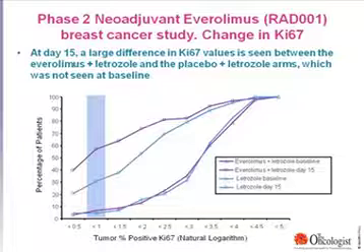What's interesting is what happened at day 15. At day 15, as you can see on the upper line, the number of tumors that had low Ki67 was much greater in the mTOR plus letrozole arm as compared to the letrozole plus placebo. So that's a clear indication that the combination is more efficient at blocking proliferation. And based on these data, there are a number of phase 3 studies being conducted in the metastatic setting.